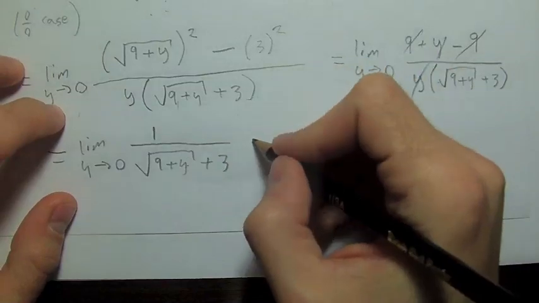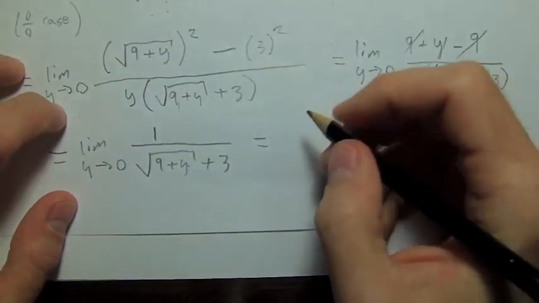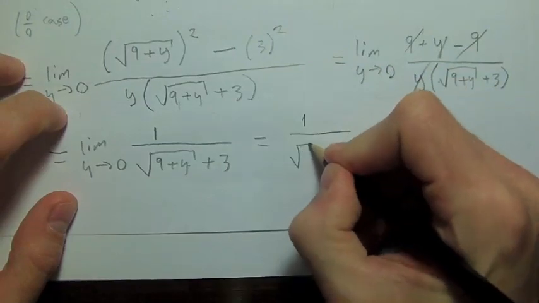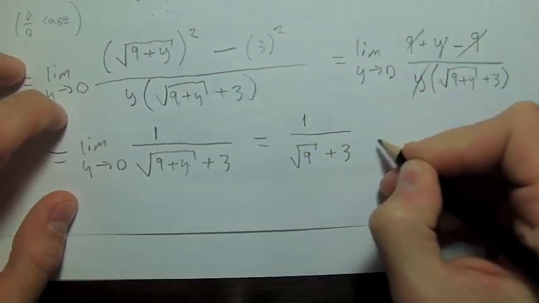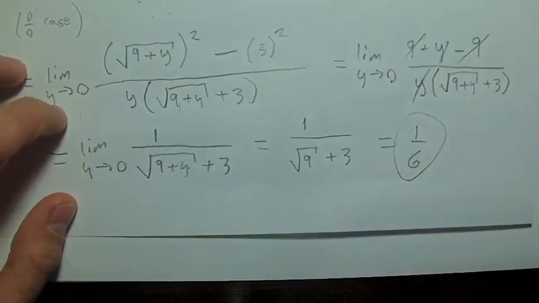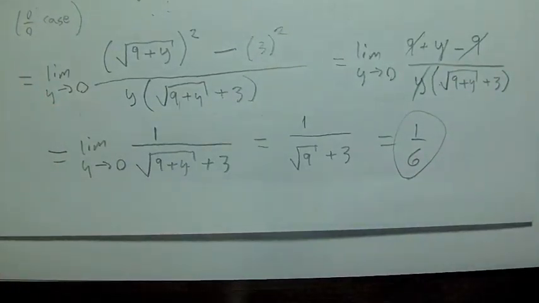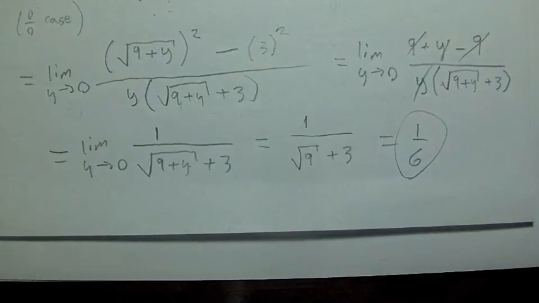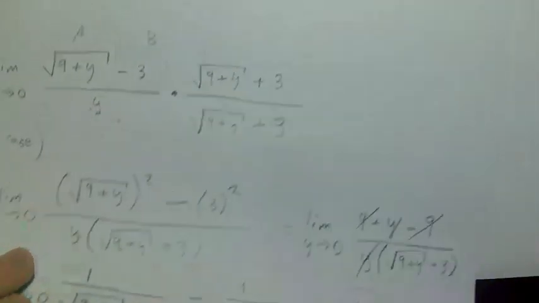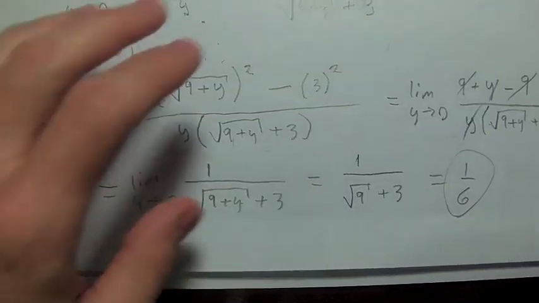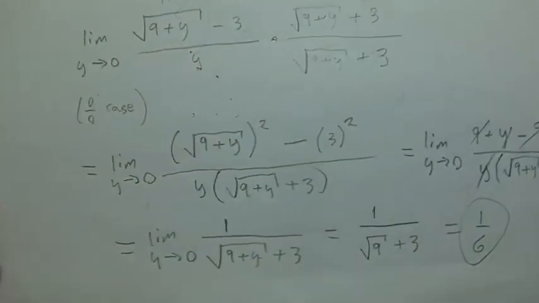And plugging in 0, well, now I can, because I won't get division by 0, I'll just end up with 1 over the square root of 9 plus 3, so we get 1/6. So this conjugating factor is actually really, really powerful. Usually you use it with square roots. So if you see square roots and you can't factor, and you get a 0 over 0, you should automatically think conjugating technique. But it can also work in different situations as well.